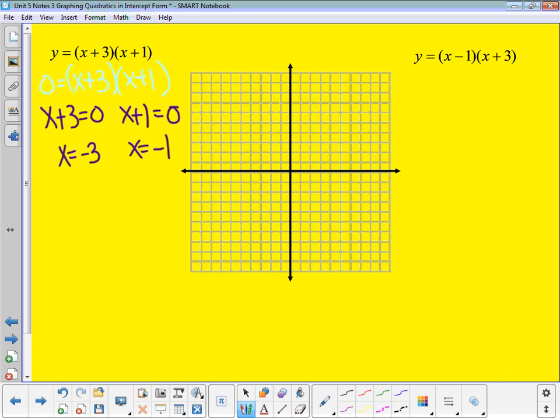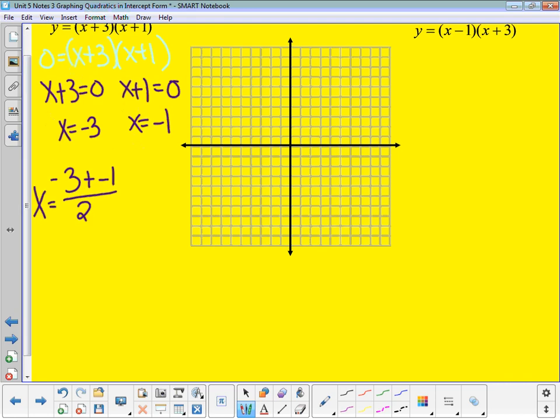So next thing I'm going to do is add the two together and divide them by 2. By doing this, I'm going to get the x-coordinate of my vertex. So I took the two x-intercepts that I found, added them together, and now I'm dividing them by 2. Remember, our vertex is halfway between our two x-intercepts. So right here are our two x-intercepts, and here is the x-coordinate of our vertex. It's important that you distinguish between the two. The top two are the x-intercepts, the bottom is the x-coordinate of our vertex.